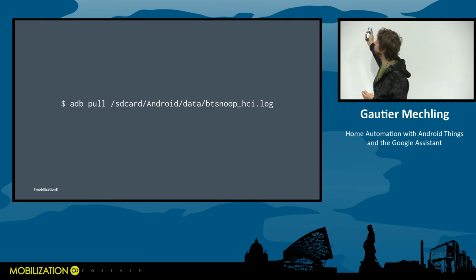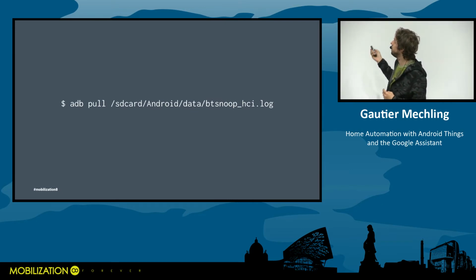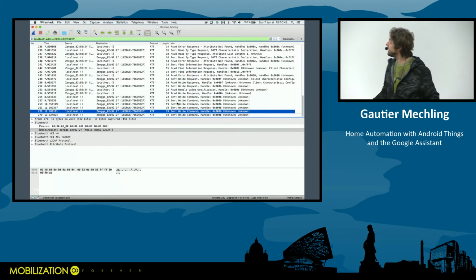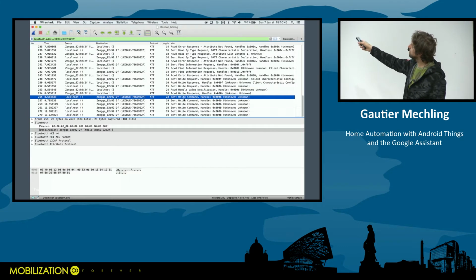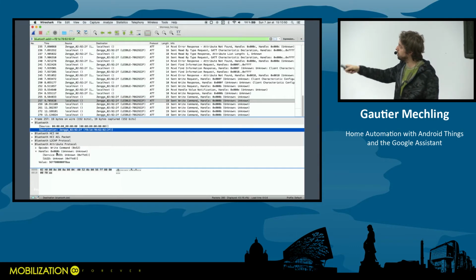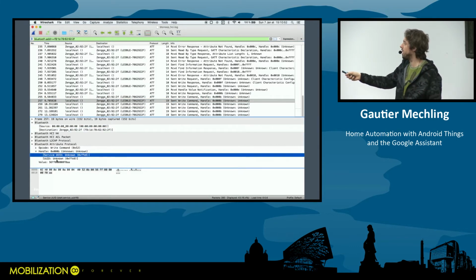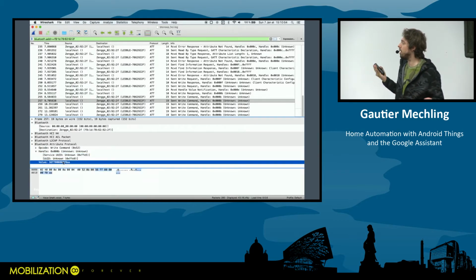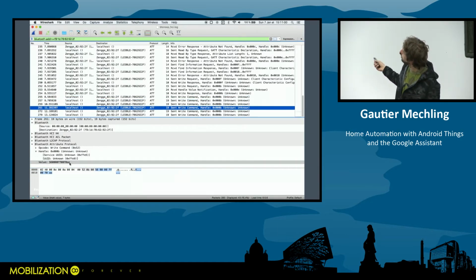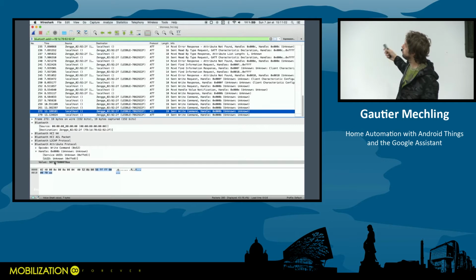So you just pull the file from your Android phone. You can open it with Wireshark, and you can see that some Bluetooth write commands were executed. Here it was a Bluetooth command to the service FFE5, characteristic FFE9. And this was the value which was sent for red, for green, for yellow, blue, and white.